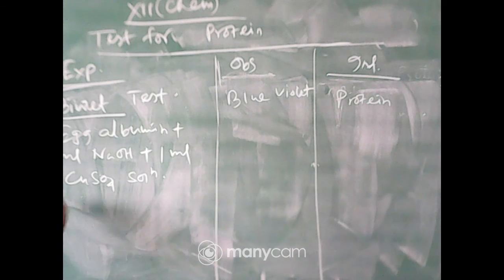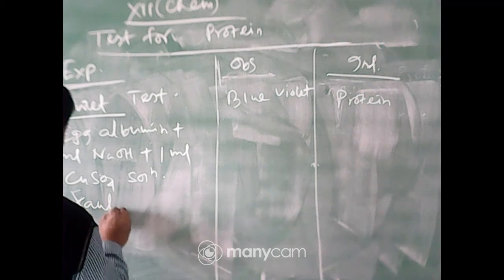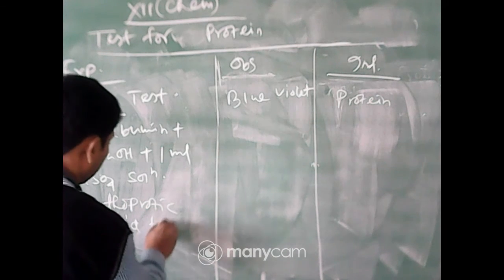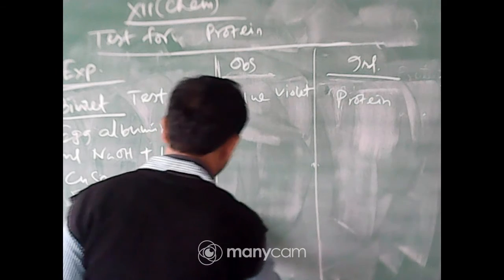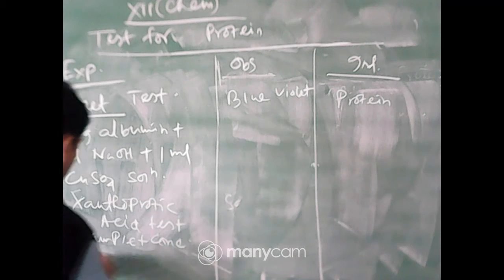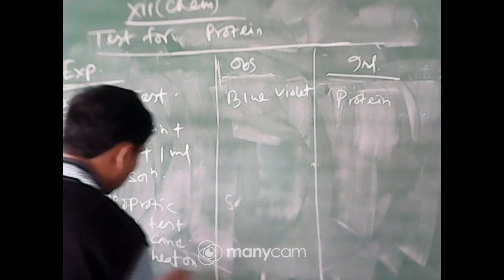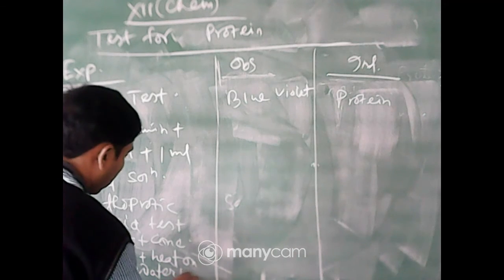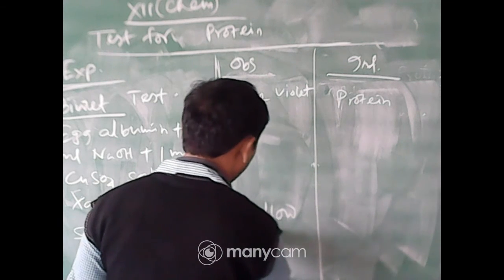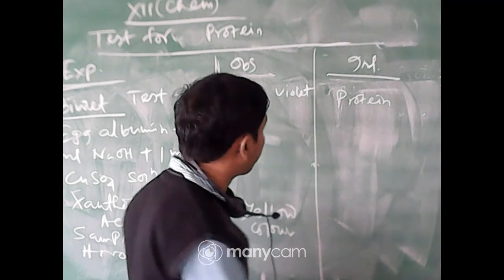Number 2, that is the xanthoproteic acid test. Sample plus concentrated nitric acid plus heat on water bath. Okay. Heat on water bath, yellow color or yellow PPT. This confirms the presence of protein.